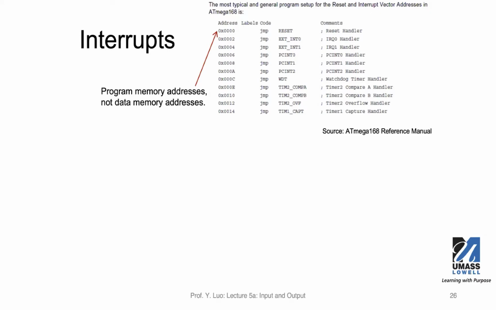As for these low-end microcontrollers, they always have separate program memory from the data memory, and that's called the Harvard architecture. For modern microprocessors like Intel microprocessors, they have the same address space, but for these low-end microcontrollers, they always have separate program memory and data memory.